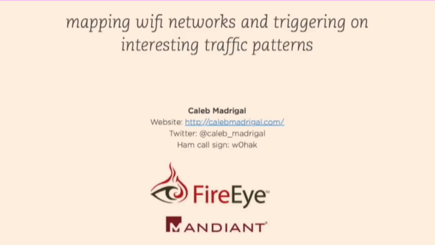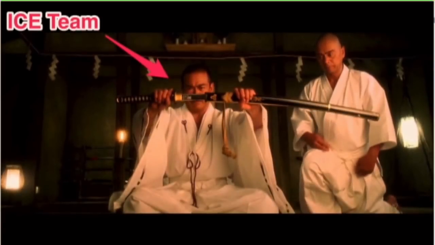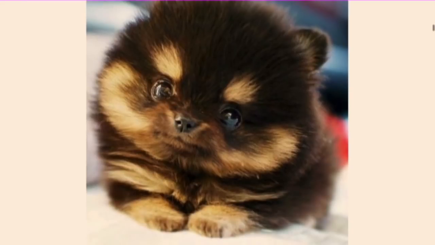So as she said, my name is Caleb. I work at Mandiant / FireEye on the Incident Response R&D team. That's my day job. So if the Mandiant consultants are like ninjas like Uma Thurman, I'm kind of the sword maker who makes their swords. I can't remember what that guy's name is in the movie. Anyone know? Hattori Hanzo, that's right.